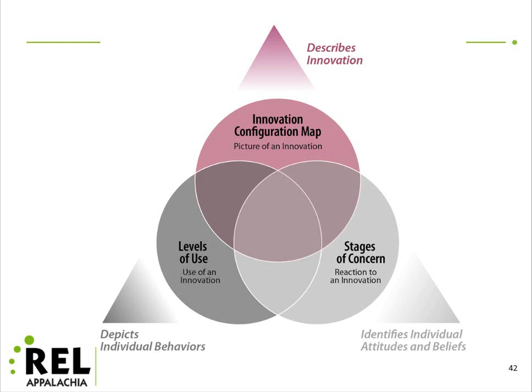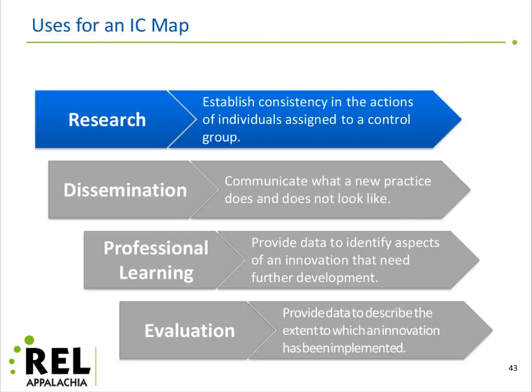So let's take a look at how an IC map can actually be used. It can be used in lots of different ways, actually. So first, researchers can use the IC map to help address the need to document and ensure high-quality implementation before they actually look at the effects or impacts of various treatments, approaches, and practices. As an example, researchers that maybe are studying a new reading program could use the IC map to help ensure that the teachers assigned to an experimental group or treatment group are delivering the program as it was intended, and that they do indeed differ from those teachers who are assigned to the control group.